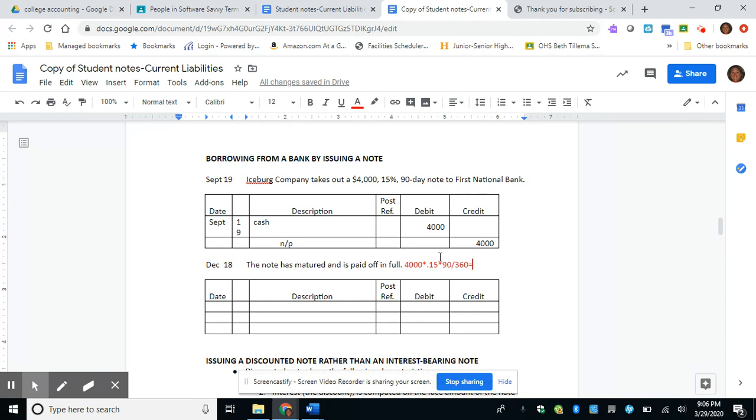times 0.15 times 0.25, and you are going to get $150. So this is the amount of interest that we are going to have to pay for this loan.